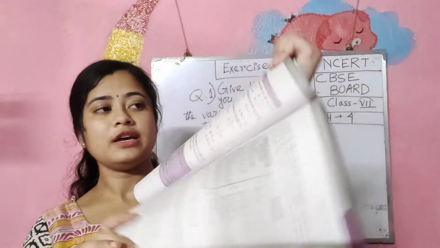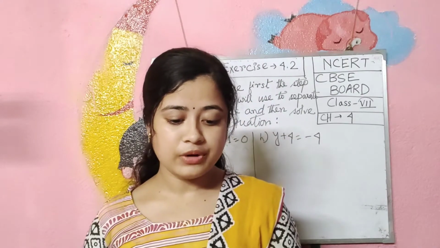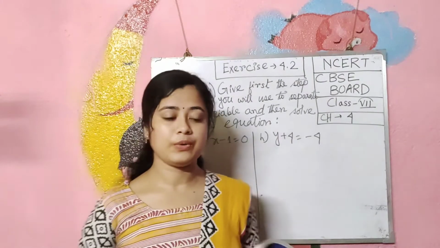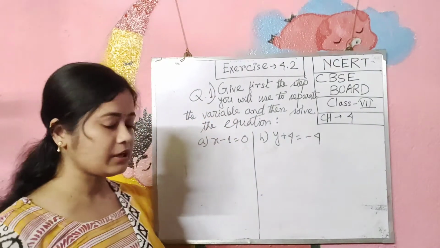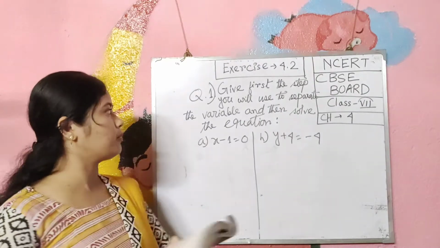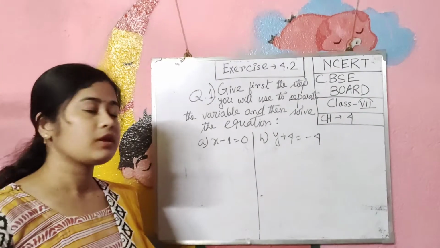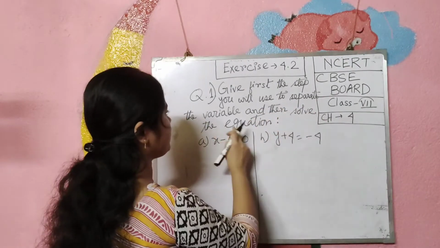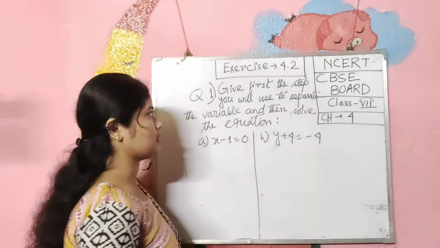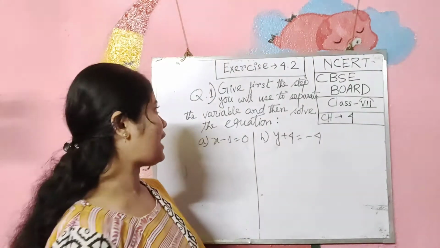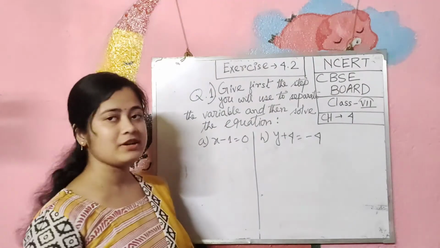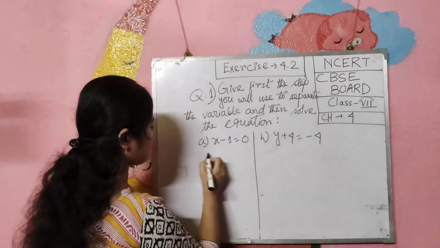The first question is: give first the step you will use to separate the variable and then solve the equation. I have already written the question on the blackboard. It means at first you have to write the step you will use.